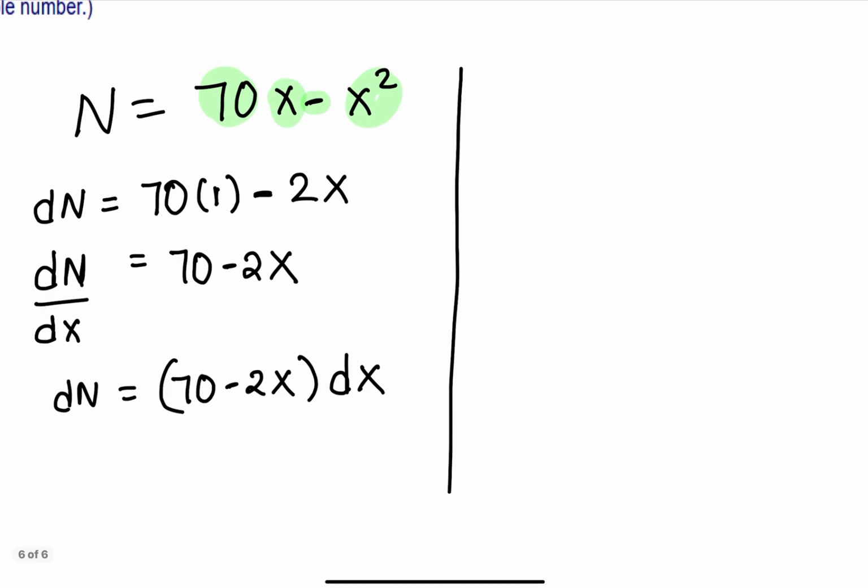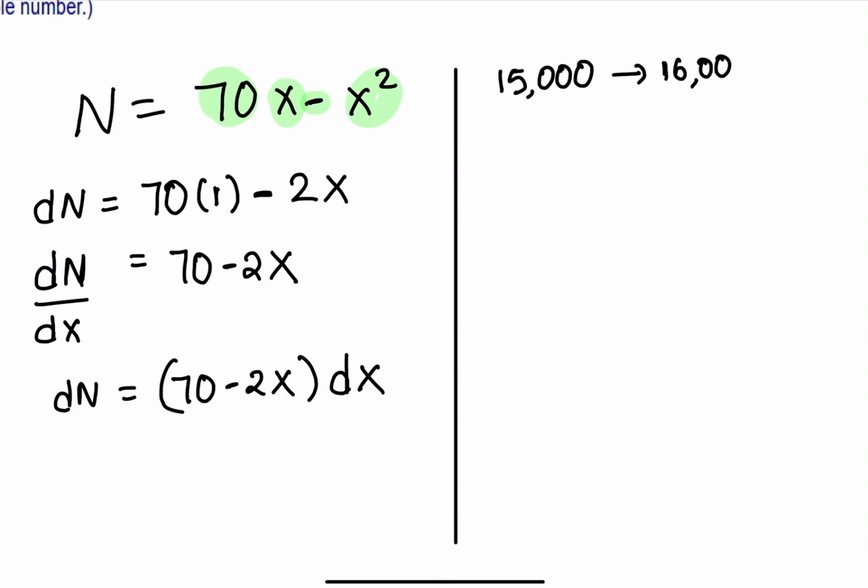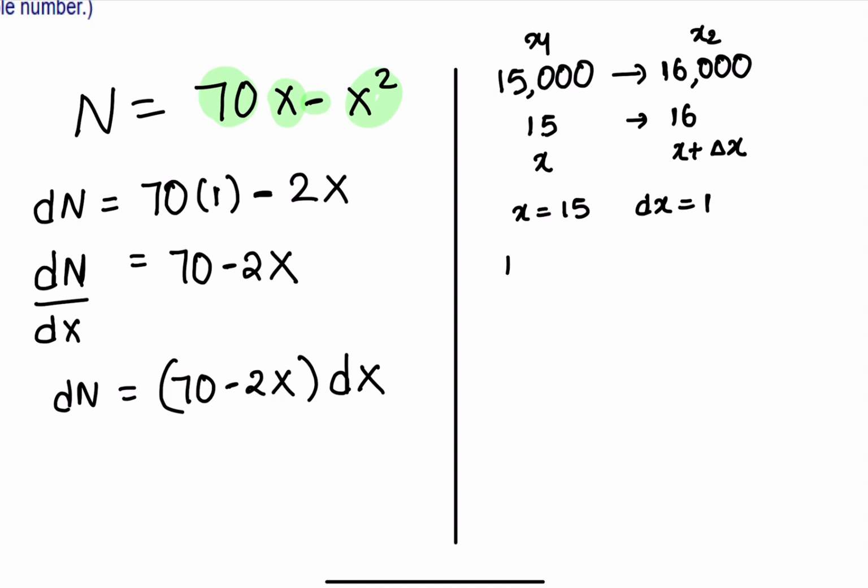So I have two steps to answer here. The budget changes from 15,000 to 16,000. So as you can see, this is x1 and this is x2. But remember, x is in thousands, so I can't say 15,000. I have to say 15, that means 15,000, and your x2 is 16. Or it's from x to x plus delta x. Your basic x value is 15. What's the difference between 15 and 16? 1. So your dx, or delta x, is 1. That means when the budget goes from 15 up 1 unit to 16, what's going to happen to your dn? Let's plug it in.